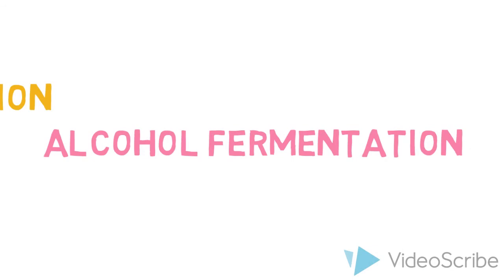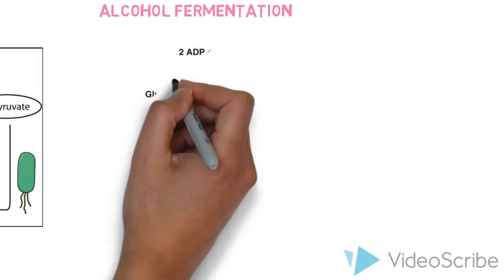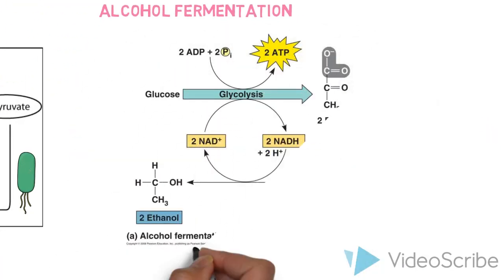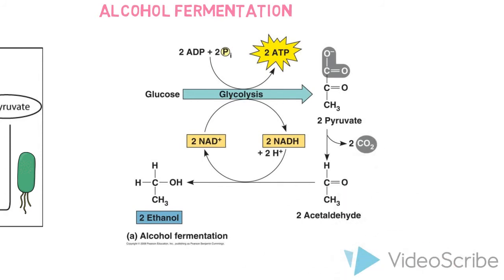This occurs when the pyruvate from glycolysis loses a carbon in the form of carbon dioxide. The remaining molecule is a 2-carbon molecule known as acetaldehyde. The NADH can give acetaldehyde its electrons and hydrogen to become NAD+. Again, this will be important because NAD+ can now be used again in glycolysis. When acetaldehyde picks up the hydrogen and electrons, it becomes alcohol or ethanol.